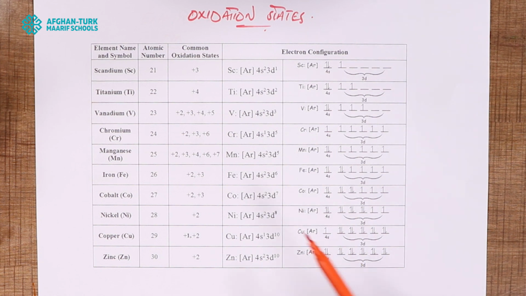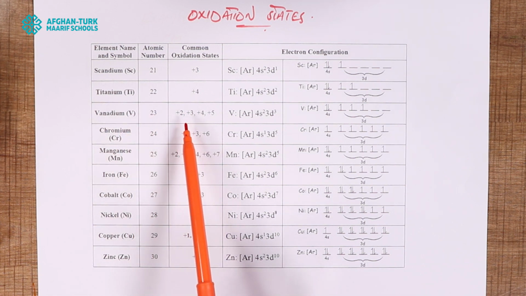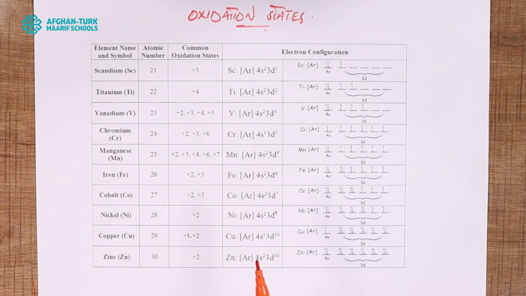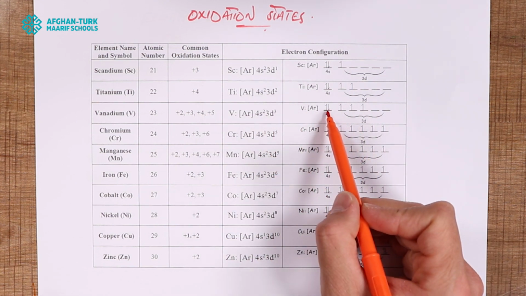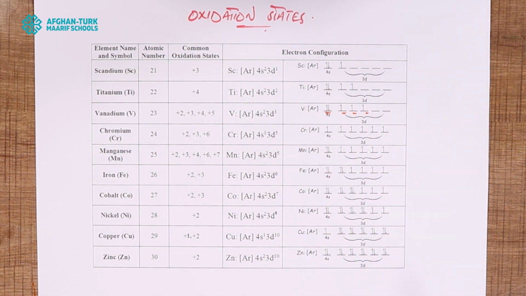resulting in various oxidation numbers of a single element. For example, for scandium, it is plus 3. For titanium, it's plus 4. But when we come to vanadium, it's plus 2, plus 3, plus 4, and plus 5, which means that vanadium can lose these 2 electrons and these 3 electrons as well.